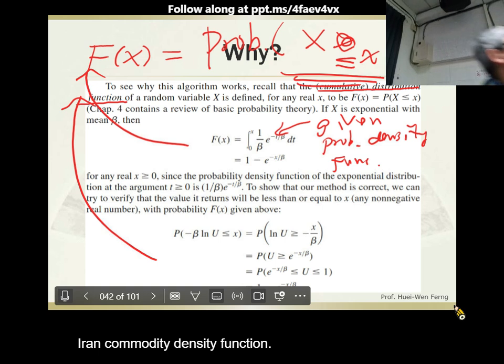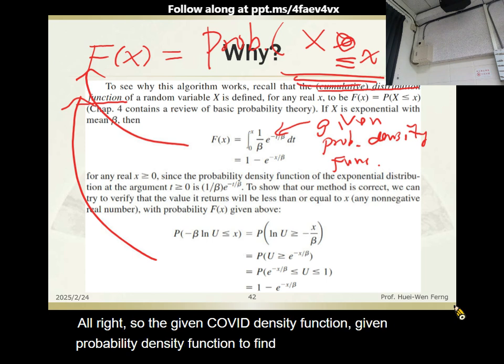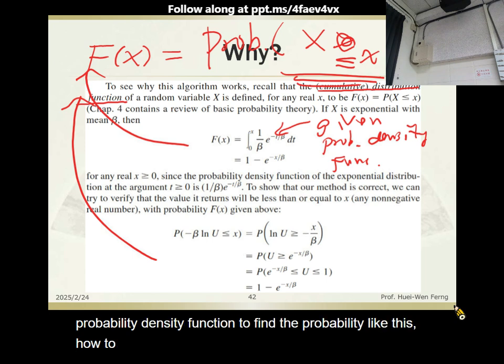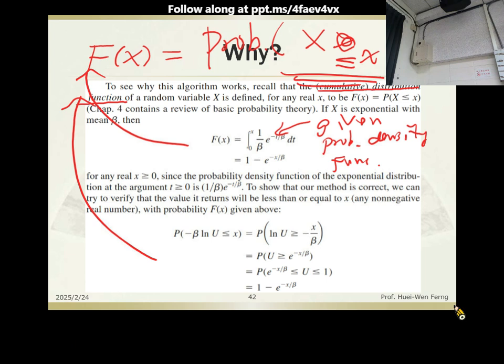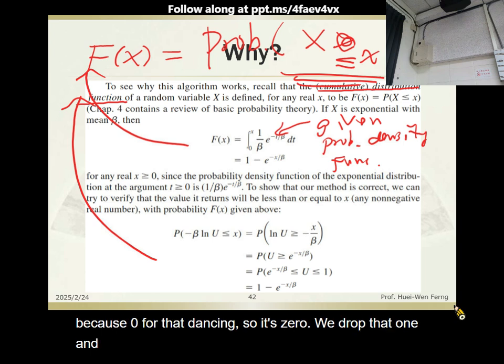All right, so given the probability density function, to find the probability, how do we do it? Actually, we perform an integral, from negative infinity to 0, and then 0 to the current x. But why negative infinity to 0? Because the density there is 0, so we drop that part. And then we start from 0 to x.